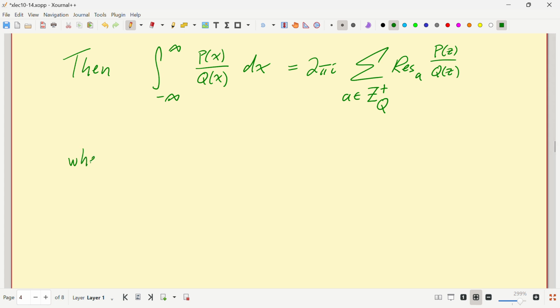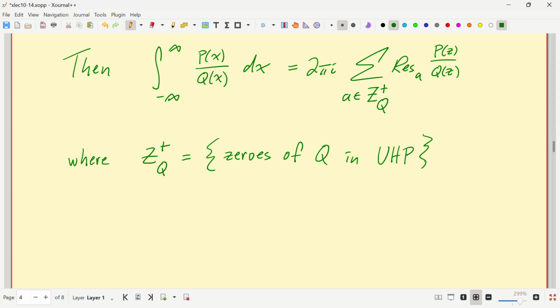So I should tell you that Q plus is equal to the set of zeros of Q in the upper half plane. And I don't know if I've used this before, but I'm always going to refer to the upper half plane as UHP. And of course the lower half plane is LHP.